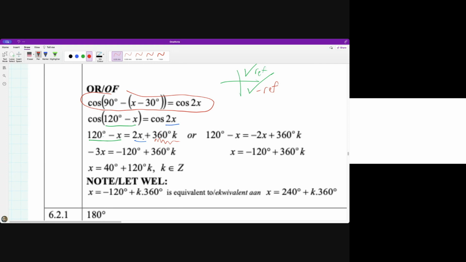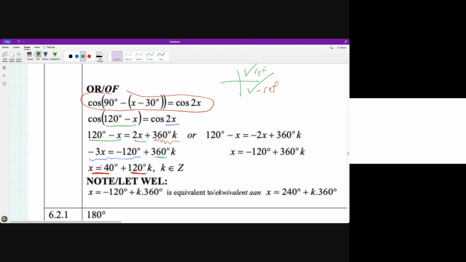Okay, now we're going to do some algebra. I'm going to move the 2x to the other side and the 120 to this side, and I'm going to get minus 3x is minus 120. I think all of you will get that. Then I need to divide both sides by minus 3, and I get x is 40, but notice how it's now k times 120. And the reason is the 3 needs to divide not just that, but also this thing over here.